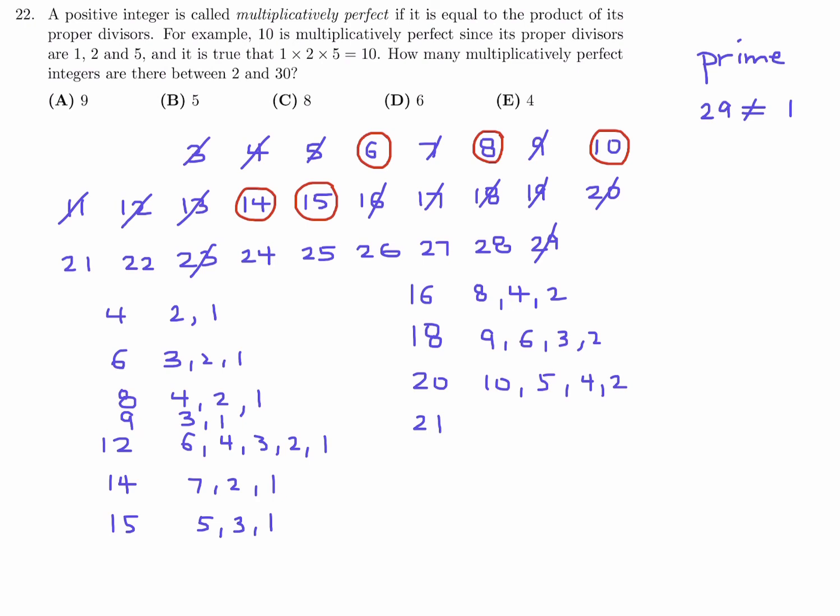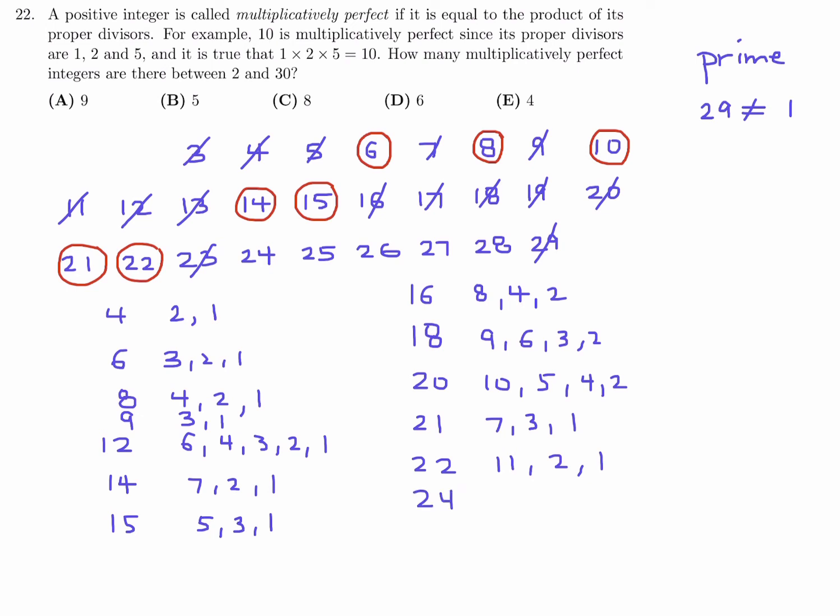Next one is 21. Its factors are 7, 3, and 1. When you multiply those, you get exactly 21. So that's another one. Next one, let's see here, 22. Its factors are 11 and 2 and 1. You multiply those, you get 22. So that's one to include.